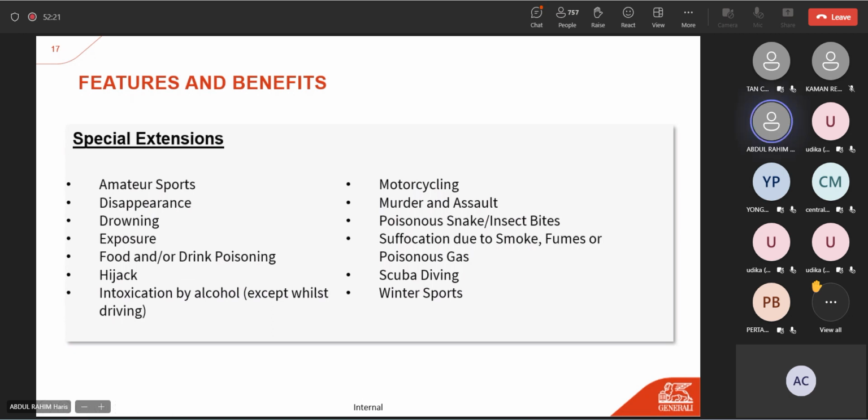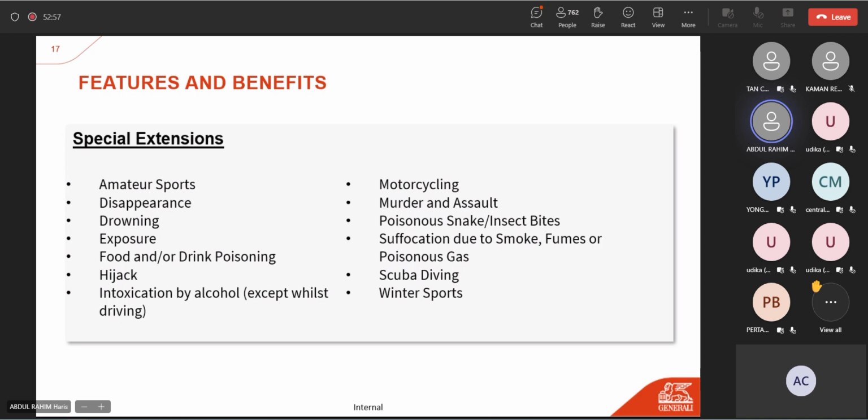Okay, next, this slide highlights the special extensions to the policy. These are additional cover under the policy. I think in an earlier section we had questions on food and drink poisoning. So that is actually picked up. You can claim for medical expenses due to food and drink poisoning, and accidental death due to this as well, so this is extended under food and drink poisoning.